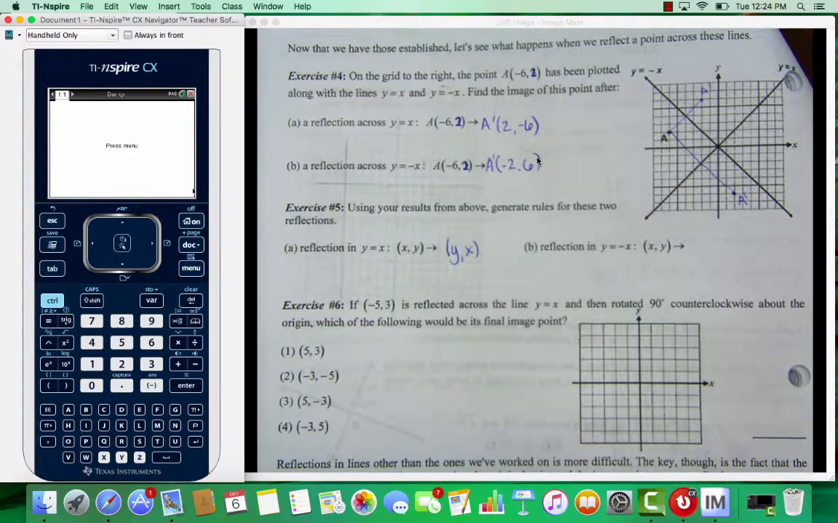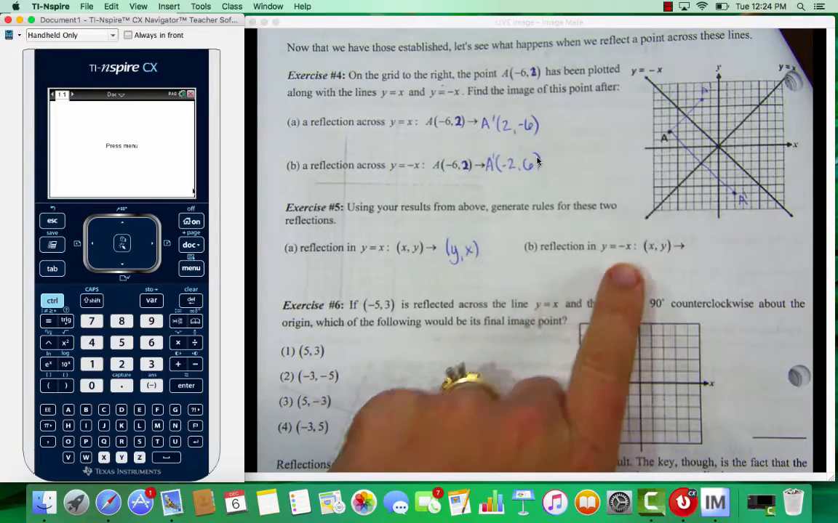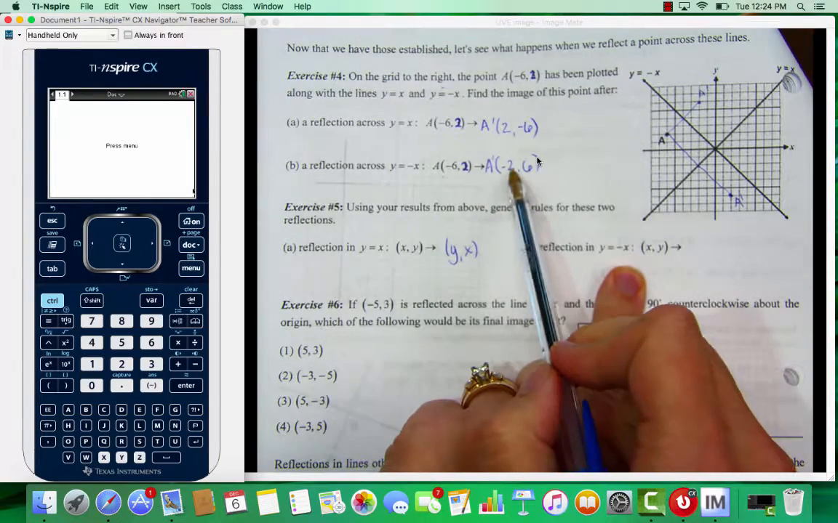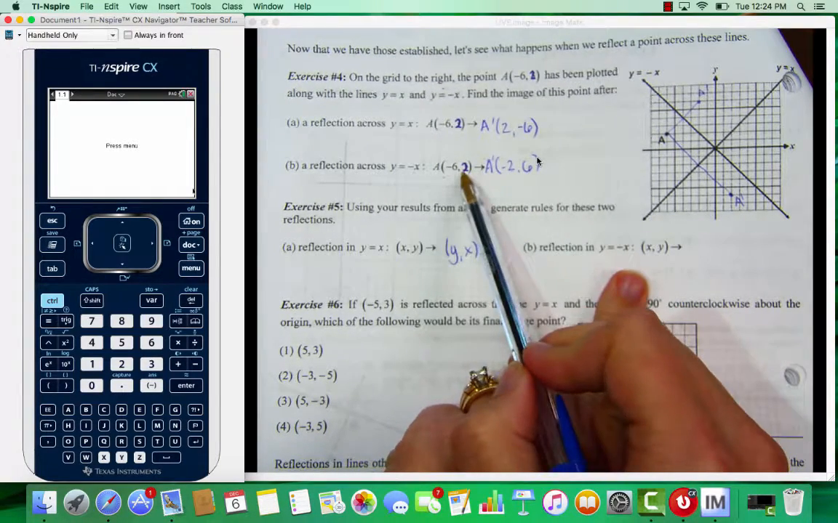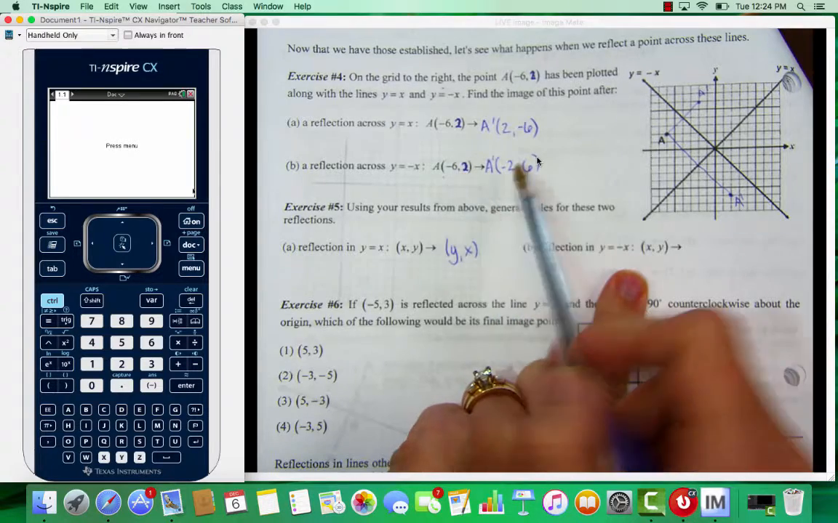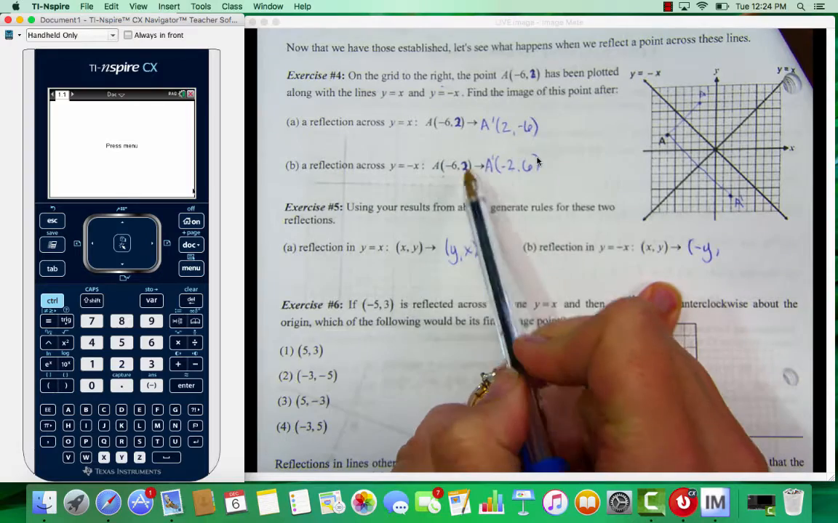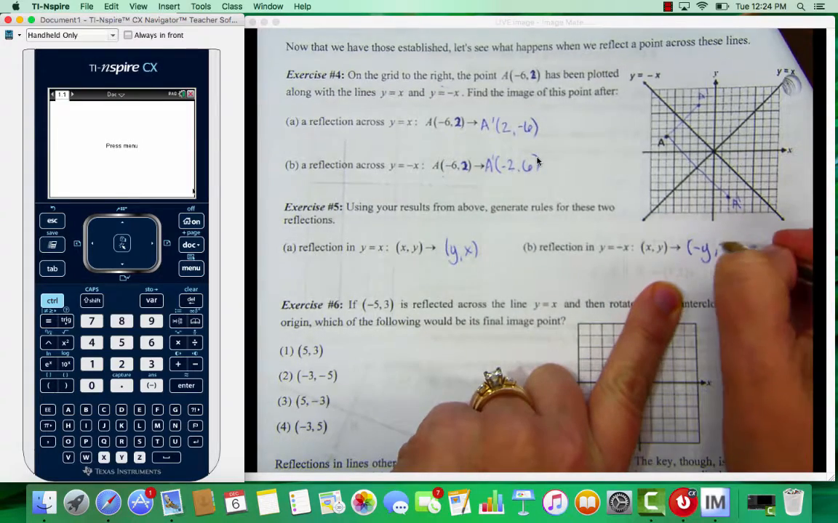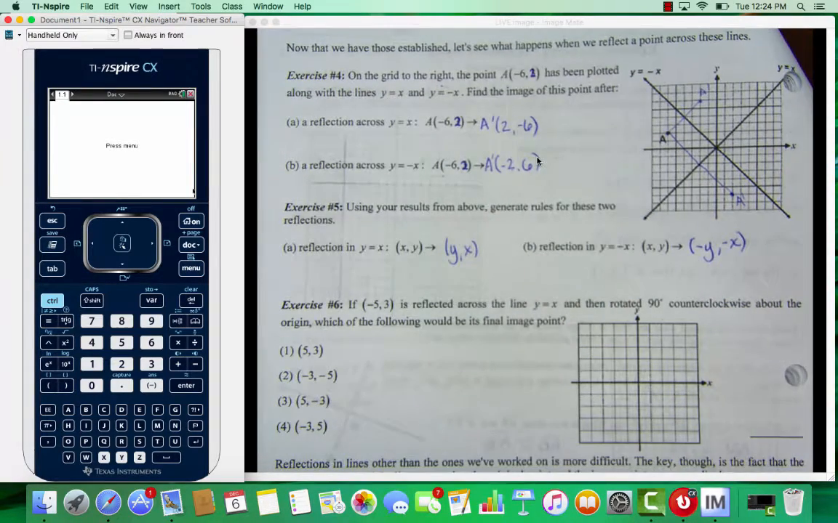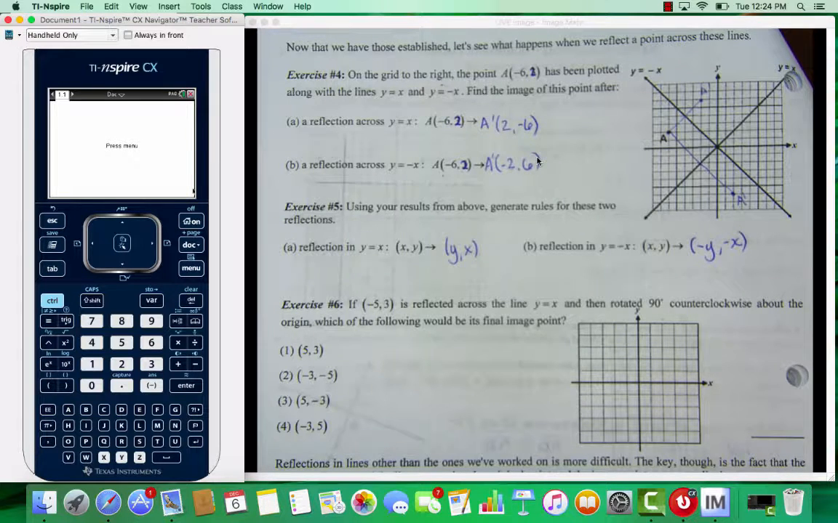So to reflect over the line y equals x, we just take our x values and y values and switch them. To reflect over the line y equals negative x, it looks like we put our y value first, but we have to change the sign, so that's going to be negative y. And then our x value comes second, but we change the sign of that too. So really, when you reflect over y equals x, you just switch the coordinates. And when you reflect over y equals negative x, you switch the coordinates, but you also have to change the sign.